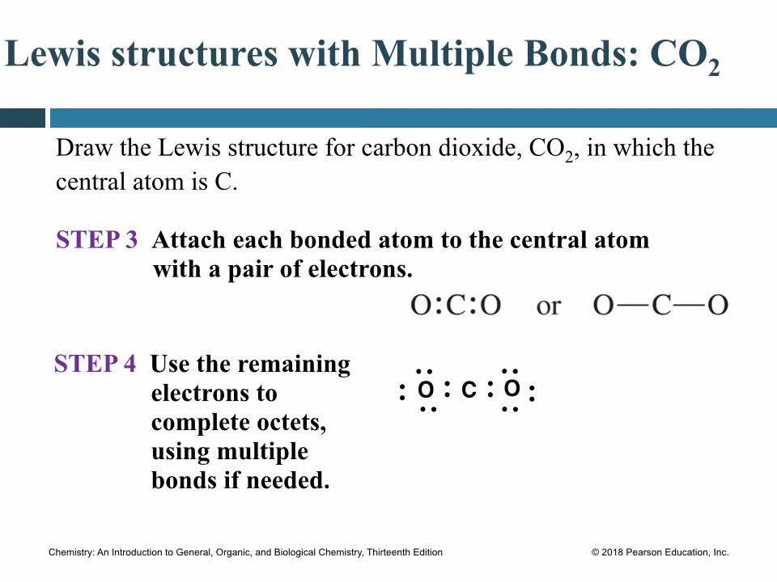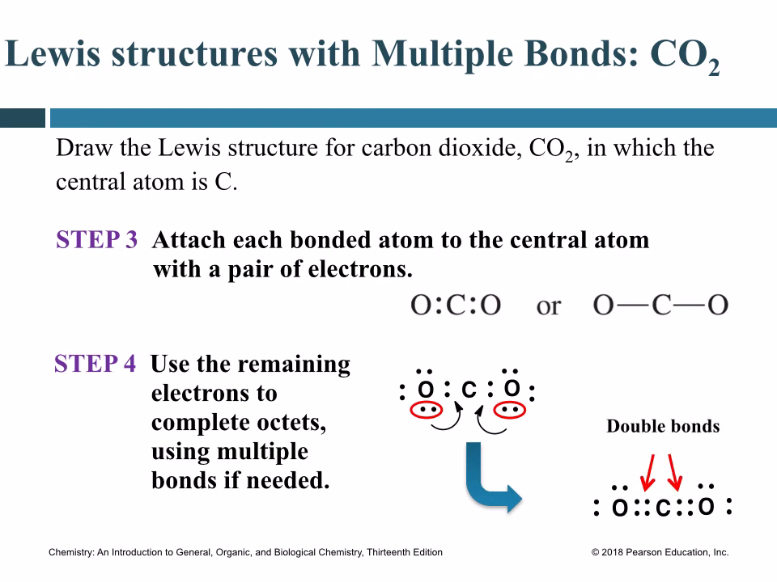After placing the remaining 12 electrons around the oxygen atoms, note how while the oxygen atoms have complete octets, carbon only has 4 electrons. To complete octets for carbon, use the lone pairs on oxygen to form double bonds between carbon and oxygen. Now all 3 atoms in carbon dioxide have complete octets, and we have used up all the valence electrons.